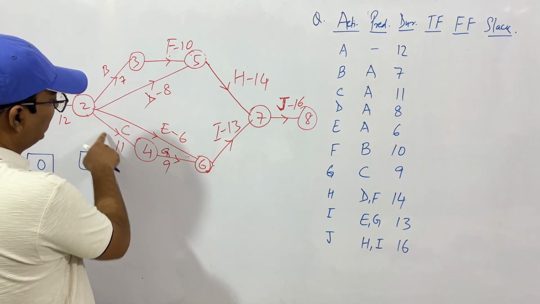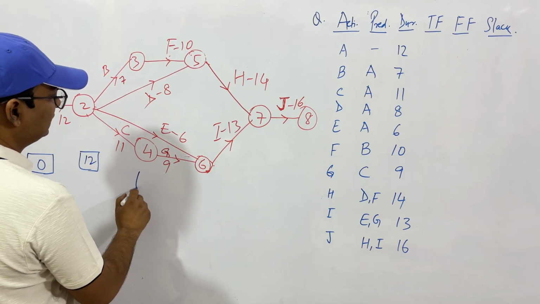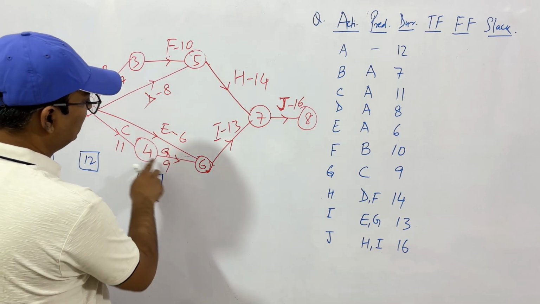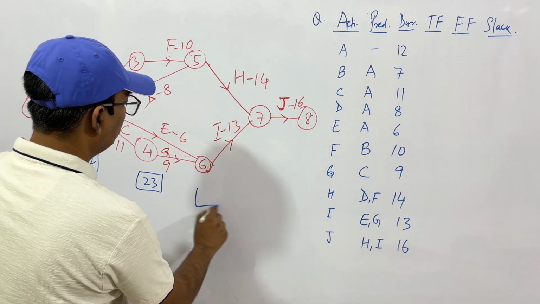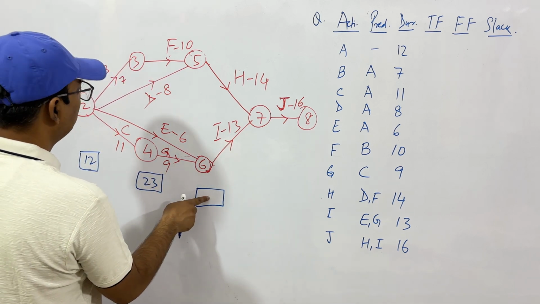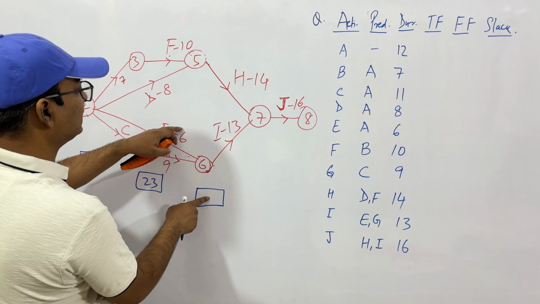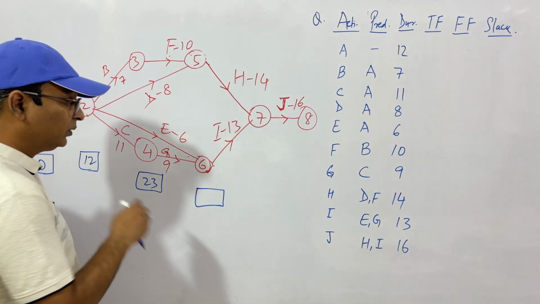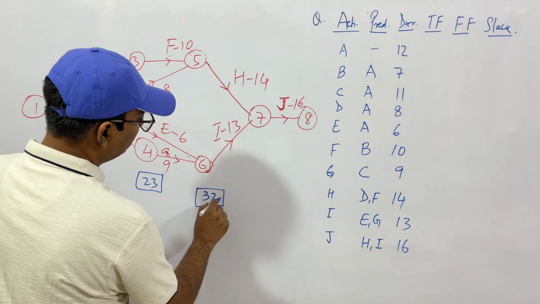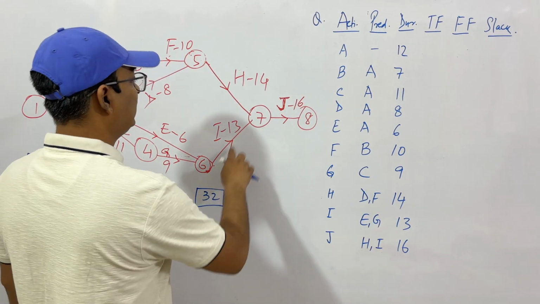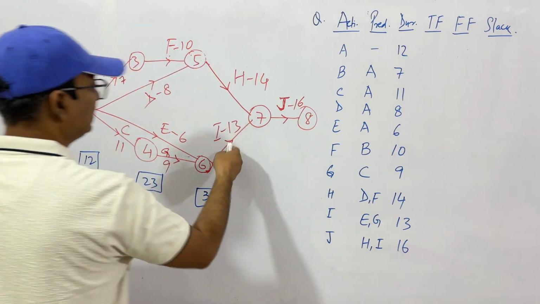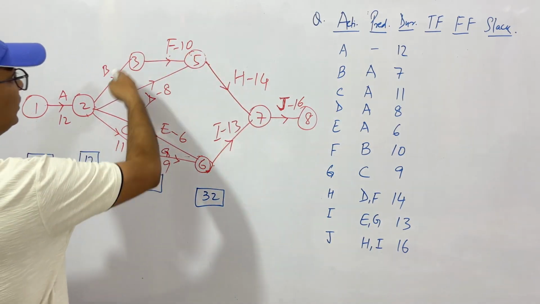This point will reach 12 plus 11, that is 23. Then this point we have two ways to reach here. First is 23 plus 9, that is 32, and from here it is 12 and 6, that is 18. Whichever is greater, that we use in forward pass. So it is 23 and 9, 32. Now 32 and 13, it will be 45. But let's see, here also we have to come in. 45 is greater through this way.